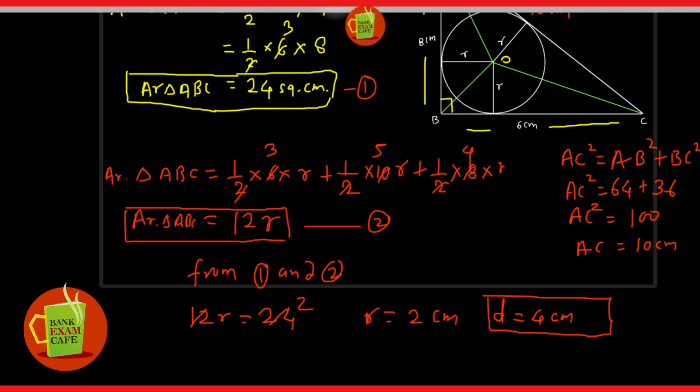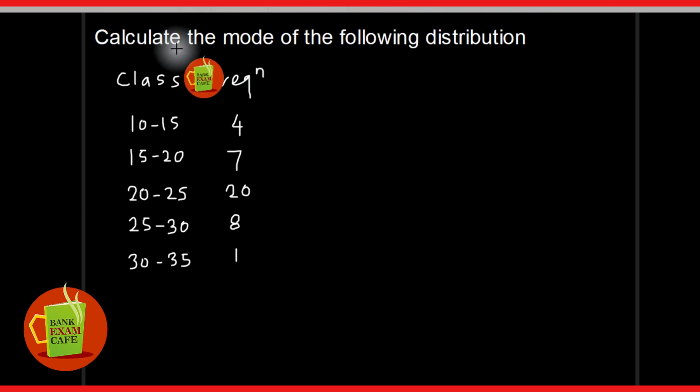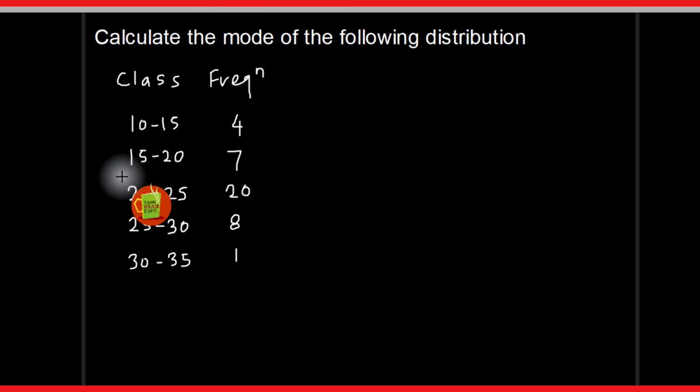Now move to the next question. The question is that calculate the mode of the following distribution. Now first of all, to find the mode, we first find the modal class. To find the modal class, we see the highest frequency. Which is the highest frequency? 20 is the highest frequency, and therefore the modal class is 20 to 25.